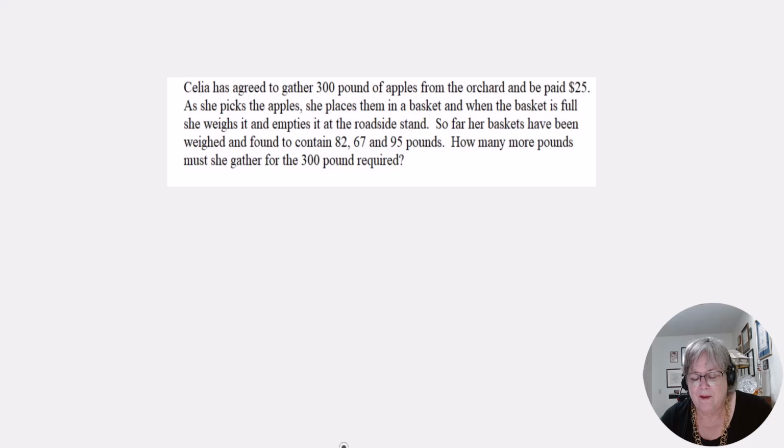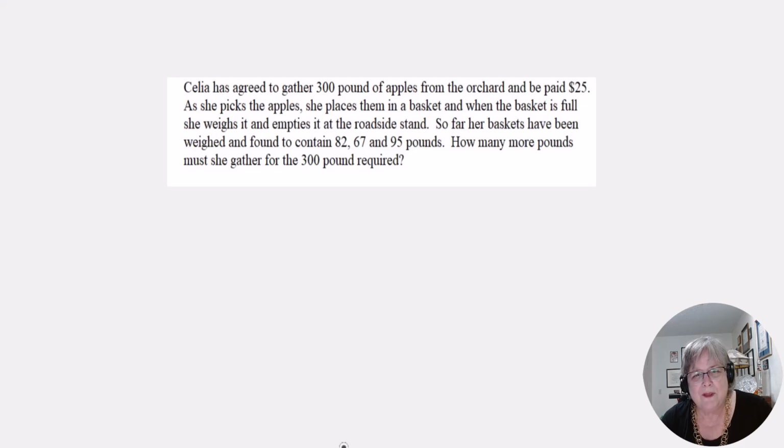Celia has agreed to gather 300 pounds of apples from the orchard and be paid $25. As she picks the apples, she places them in a basket. When the basket is full, she weighs it and empties it at the roadside stand. So far, her baskets have been weighed and found to contain 82, 67, and 95 pounds. How many more pounds must she gather for the 300 pounds required? Okay, for some reason, I don't have S's on the ends of these pounds. All right, but we're going to do the math.